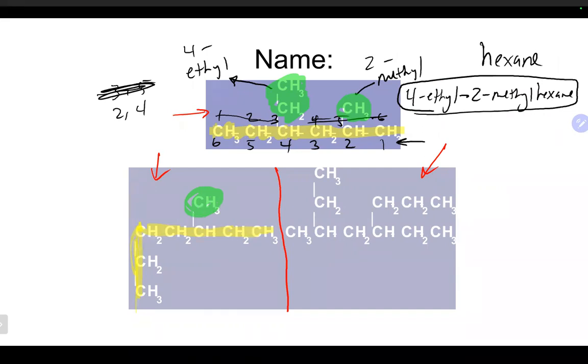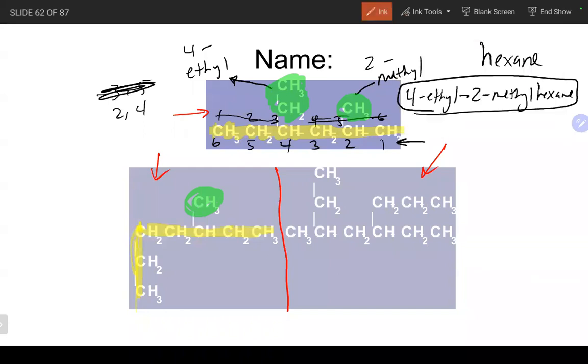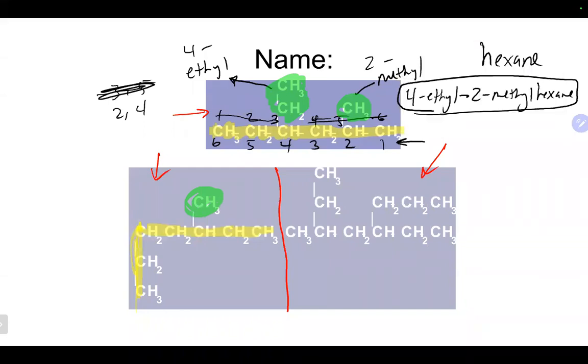We'll start with the base of the name, which is based off of that longest carbon chain, which is 7. So that is going to be a heptane situation. We once again have our methyl group that is here. So that's going to be like a methyl heptane. Now we just want to nail down the number here.